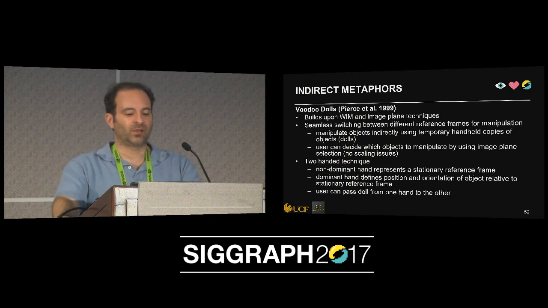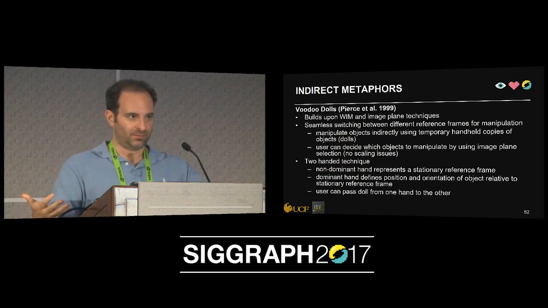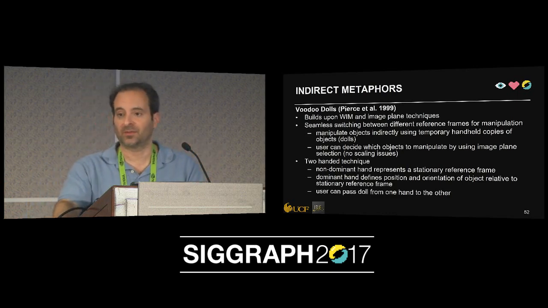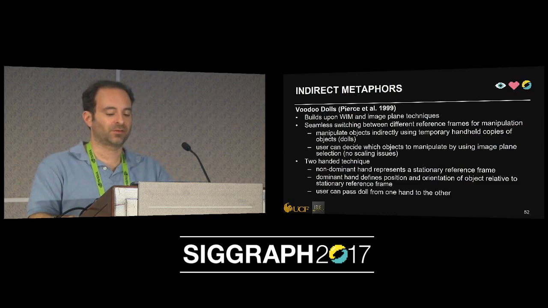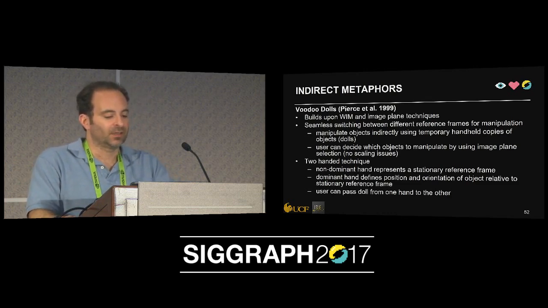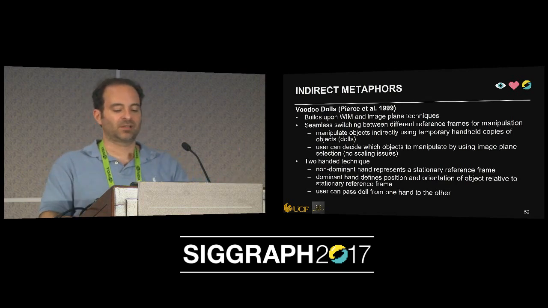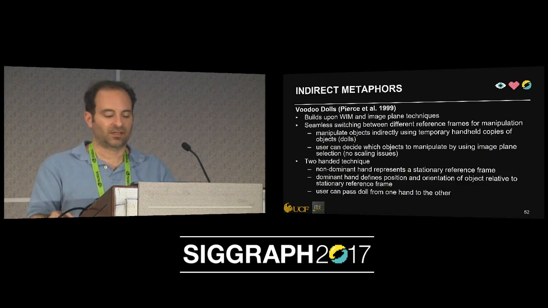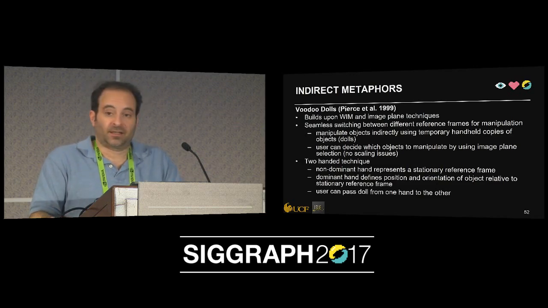Now, Voodoo Dolls builds upon the WIM, world in miniature, and image plane techniques. And the notion is that you want to seamlessly switch between different reference frames. Jason talked about these different reference frames for manipulation. So you want to manipulate objects indirectly using temporary handheld copies of the objects, which are the dolls. And the user can decide which objects to manipulate by using the image plane techniques, right? So there's no scaling issues. And it's like a voodoo doll.